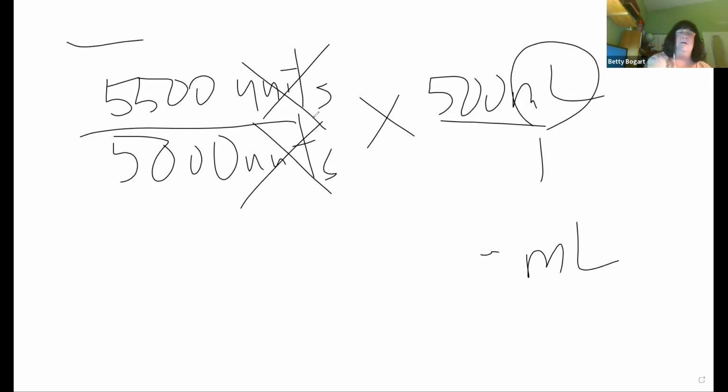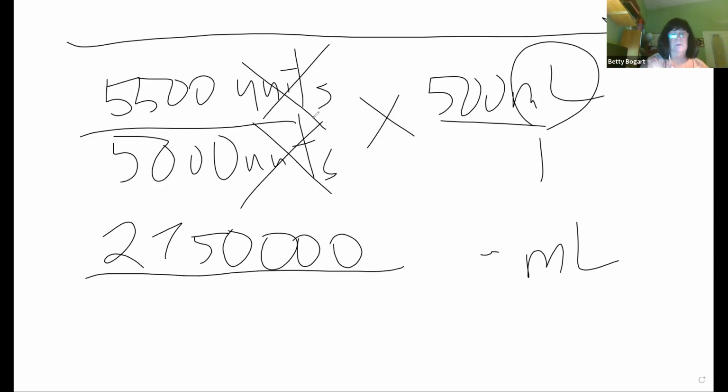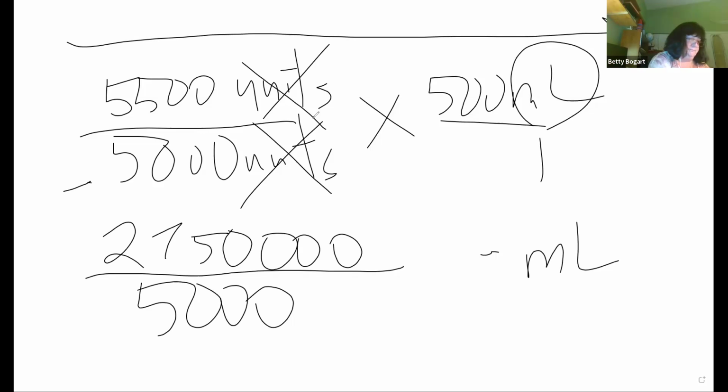So again, multiply the top and then we'll divide the bottom. So 5,500 times 500. It's a big number. Don't be afraid of big numbers. It's all right. And then we'll just divide it by the bottom number. 550 mLs is your answer.